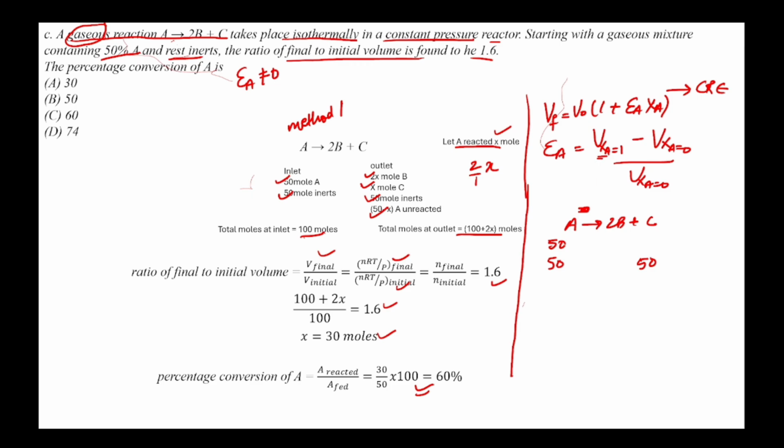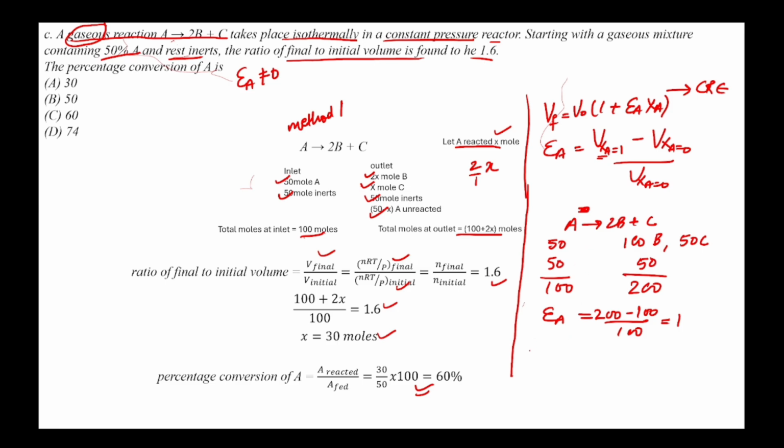For volume at complete conversion, that means 50 moles of A completely reacted. So we get 100 B and 50 C, right, with the stoichiometry. So total becomes 200, and initial volume is 100. Expansion factor will be 200 minus 100 upon 100, which is equal to 1.